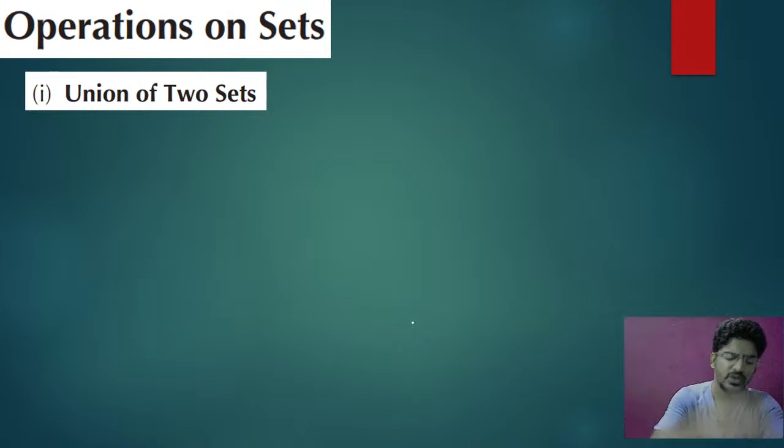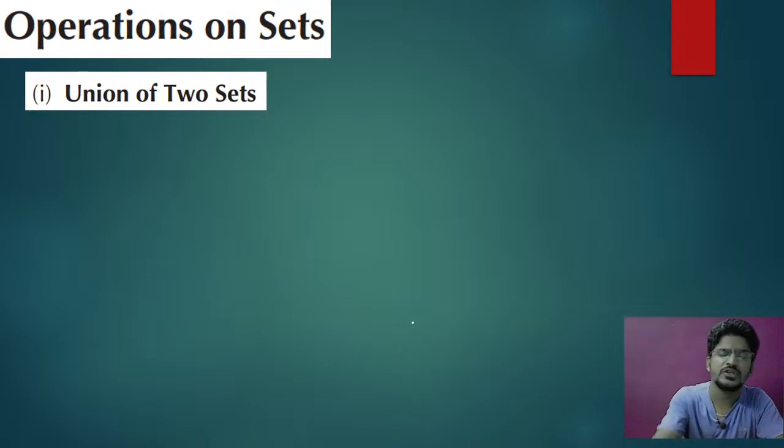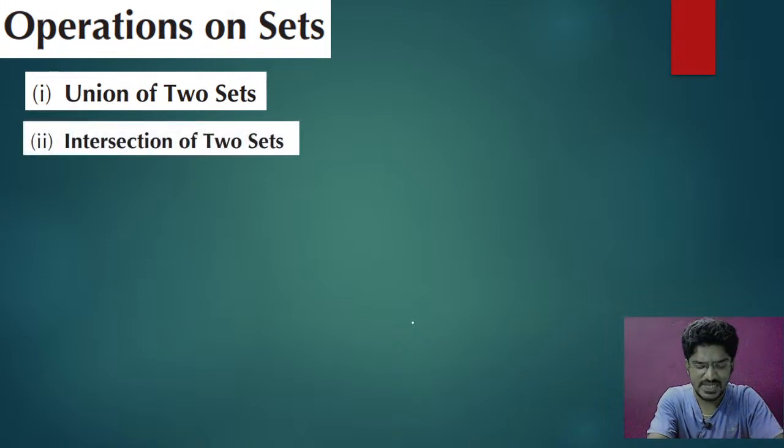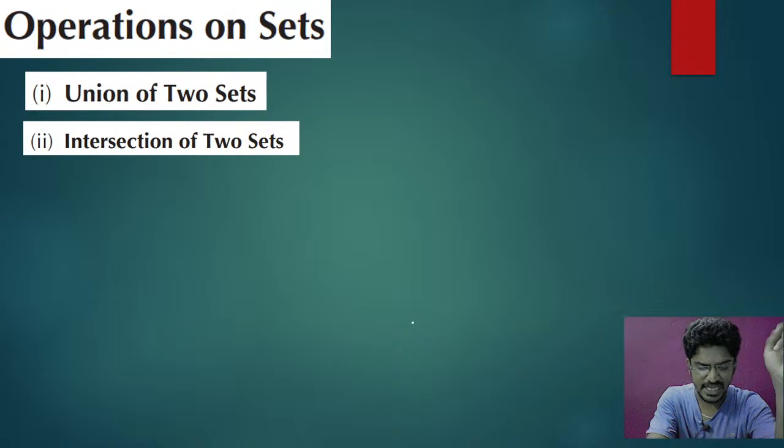Now you understood what is set, types of set, and what are the properties of the types of set. Now we have to go for operation on sets. Clear? The first operation on sets is union of two sets. The second one is intersection of two sets.